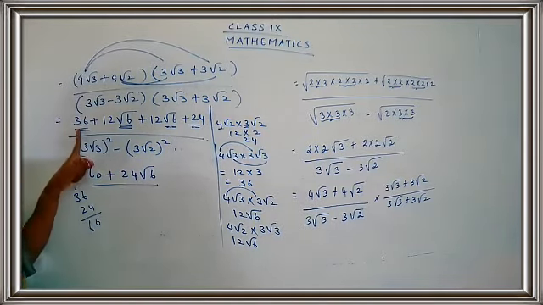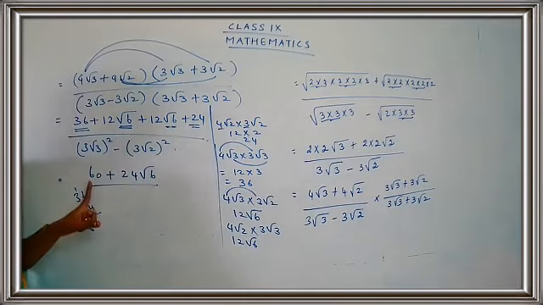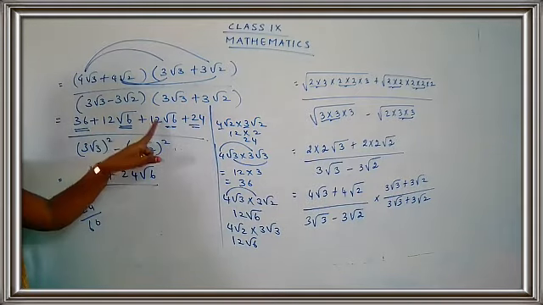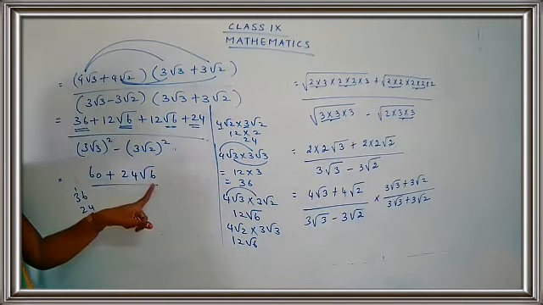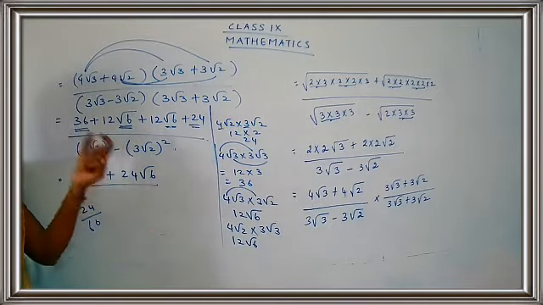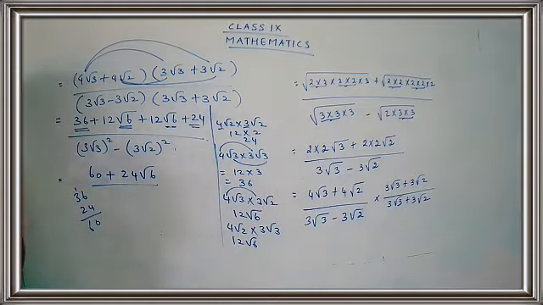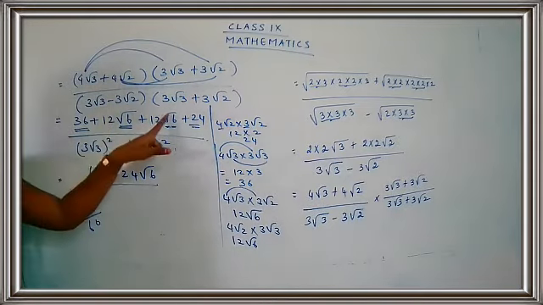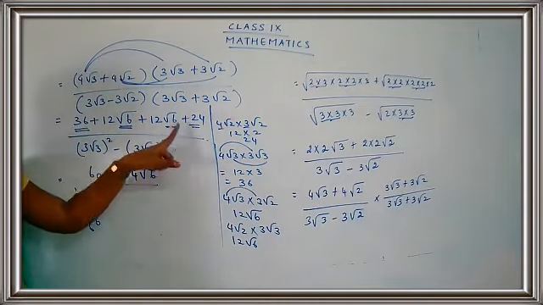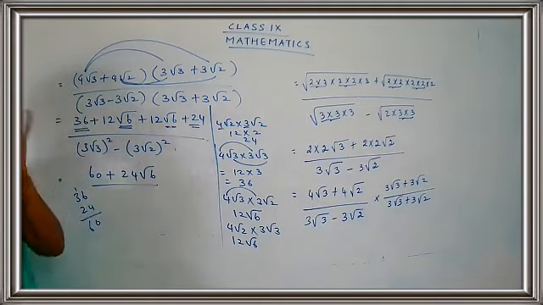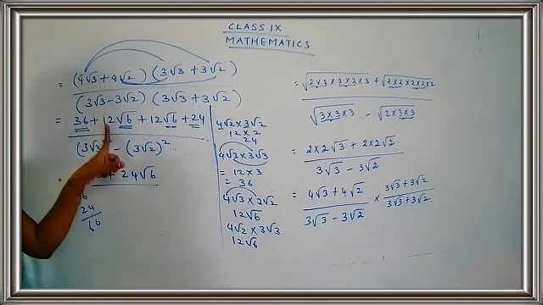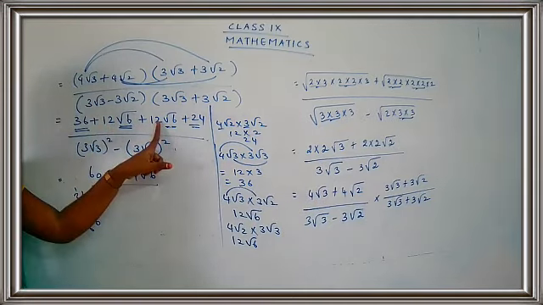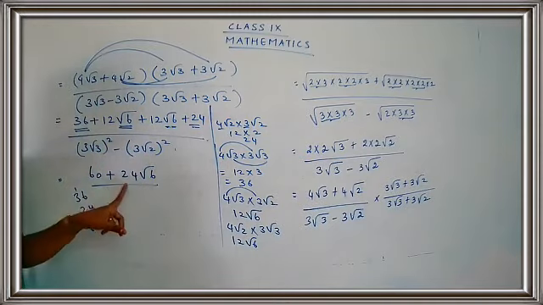So what you get here? 36 plus 24 gives you 60. 12 root 6 plus 12 root 6. So 12 plus 12, 24 root 6. You are just going to check whether you have the same index and the same radicand. The index is same, 2, 2. What is the radicand? 6, 6. So if you have the same root index and the same radicand, you can add the surds. So add the coefficient. What is the coefficient here? 12. What is the coefficient here? 12. So 12 plus 12, 24 root 6.